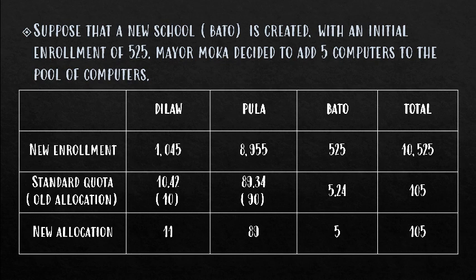Since the population changed because of the new state, the standard divisor is now 100.24, thus changing the value of the quotas earlier, from 10.45 to 10.42 and 89.55 to 89.34. Notice again the absolute fractional parts of the three schools. Dilao has a higher absolute fractional part than the others, thus is entitled to one computer, and Pula loses one.